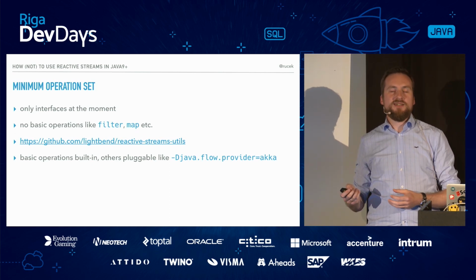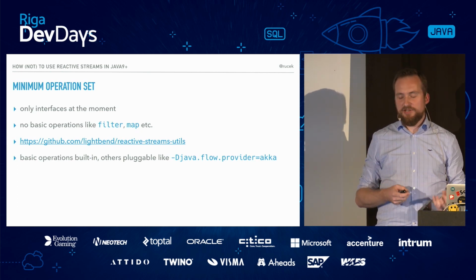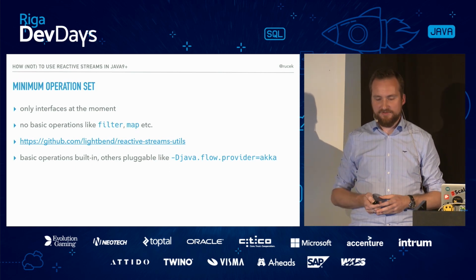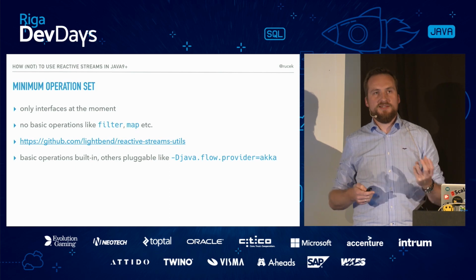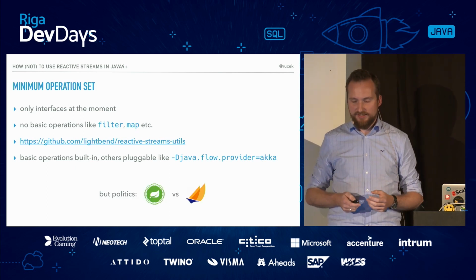So if you wanted to use Akka Streams, you could just use Akka here, but you could as well use Project Reactor, RxJava, or anything you choose that implements the reactive streams. So now coming back to those nice to haves, what it would be cool to have in the JDK.